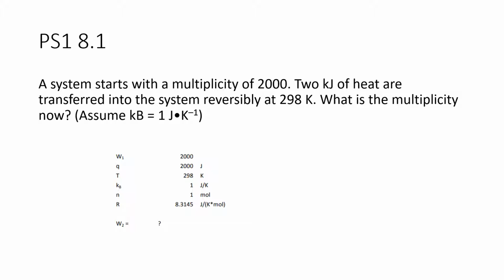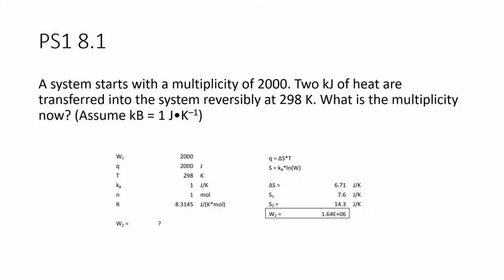So let's look at some equations that we have that will help us solve for this. So remember, Q is equal to delta S times T, and then S is equal to Kb ln of W. So now what we can do is solve for delta S, we can solve for S2, and we can solve for S1. So we can go about doing that first by solving for delta S. So we're going to use Q equals T delta S, and we can rearrange that so that delta S is equal to Q over T, and then we get a delta S value of 6.71 joules per Kelvin.